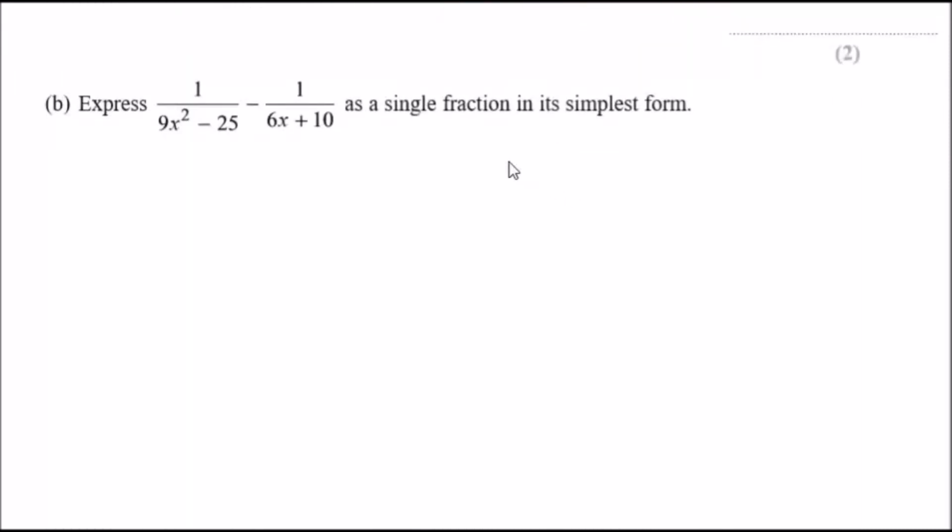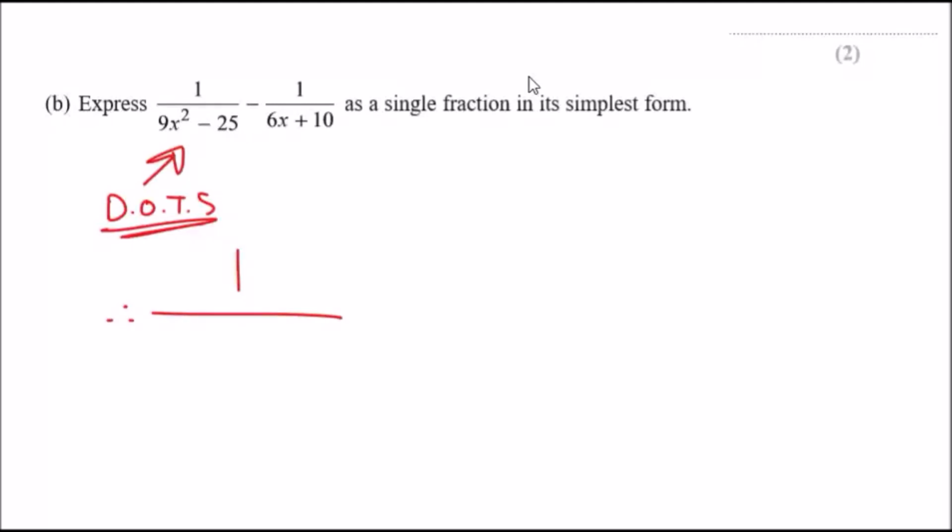Now, B. Express these two fractions as a single fraction in simplest form. Tip. I don't know if we've seen this before, but if you have a fraction underneath like this, and it's a squared function, it could be something known as difference of two squares. And when you do that, this is a double bracket problem. So let's have a look at it.